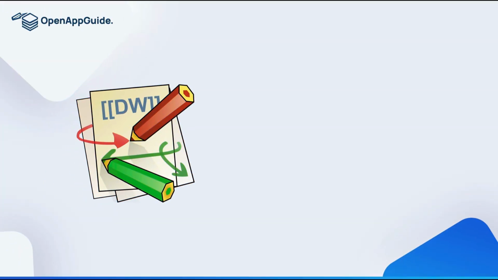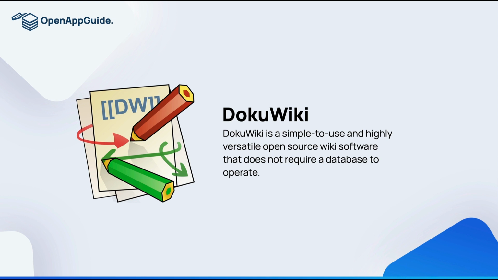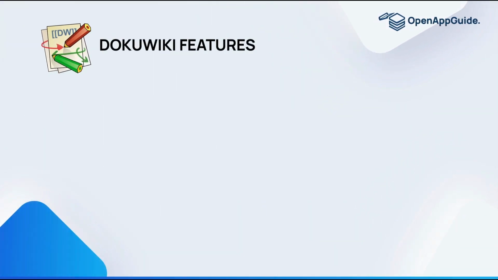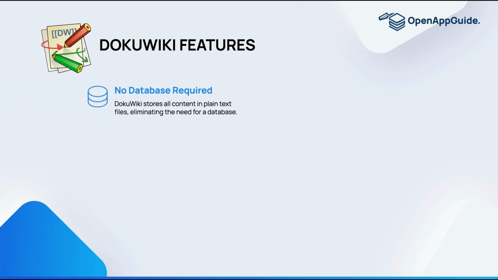Just to start you out, if you're not familiar with the platform called DokuWiki, it is a simple to use and highly versatile open source wiki software that does not require a database to operate. Before we jump into our demo, I wanted to hit some quick DokuWiki features. The first one, like we mentioned before, is that there is no database required to run DokuWiki. It's all text files in folders on your server, which is really great for backing up and moving your wiki from one server to another.